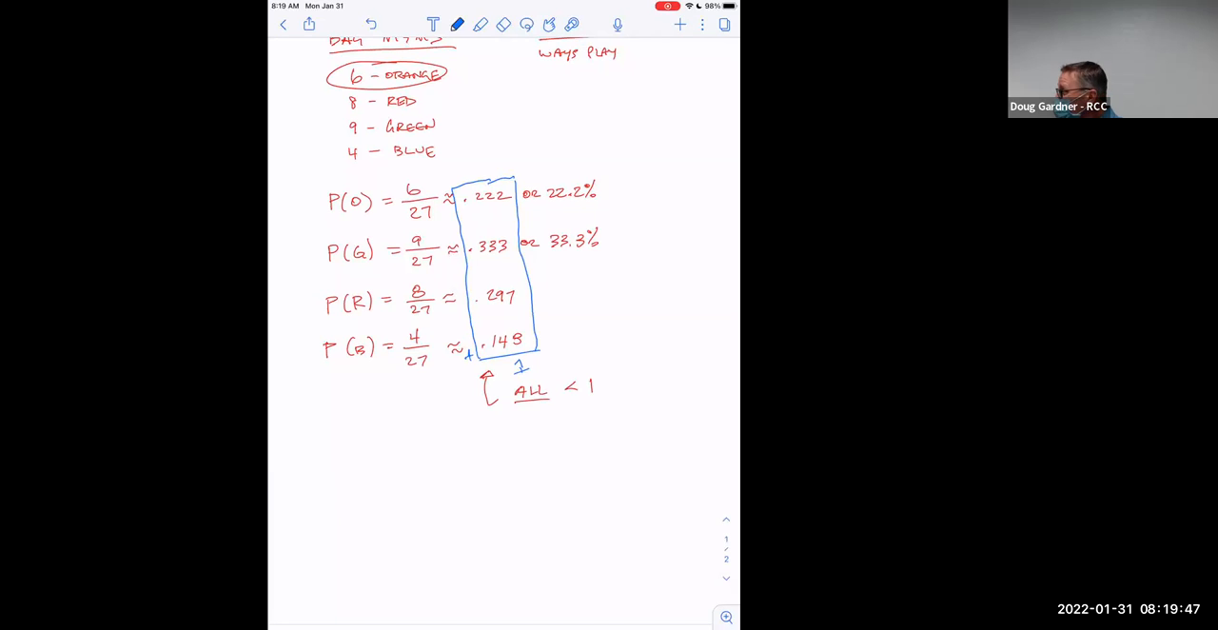We got kind of lucky to get exactly 1 there since I rounded things off. I don't know if that makes sense. If you did it over here, maybe it'd be a little bit easier to see. You know how to add fractions, I hope, because these have a common denominator. If I added all of those up, I'd be adding up the numerators. The denominator stays the same. I end up with 27 over 27 because that's all the possibilities there are.